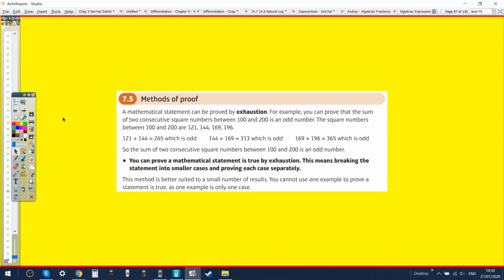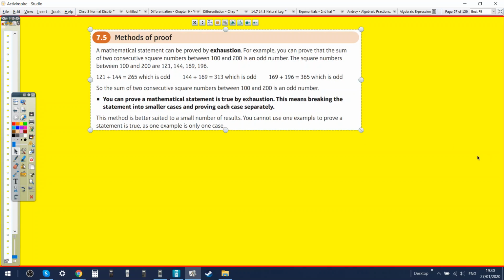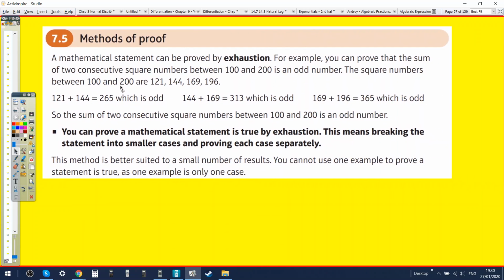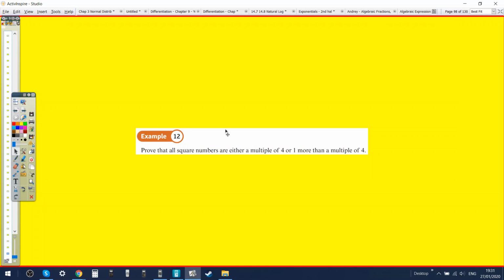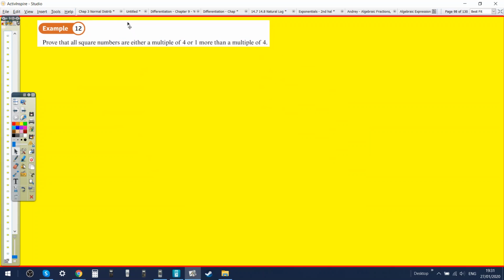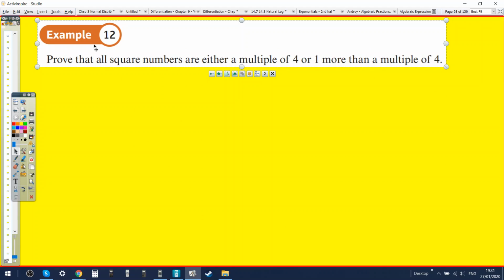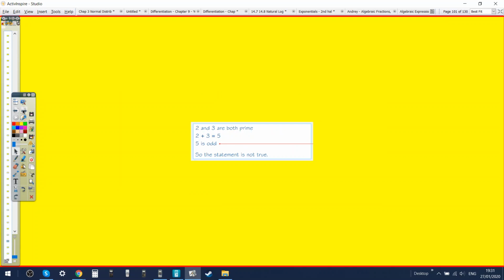Okay, this is what we needed to do. So methods of proof. Proof by exhaustion. Do you know what that means? No. Just trying all possibilities. So you just exhaust all possibilities. Prove that all square numbers. That's not really a proof by exhaustion. We'll start with proof by exhaustion.